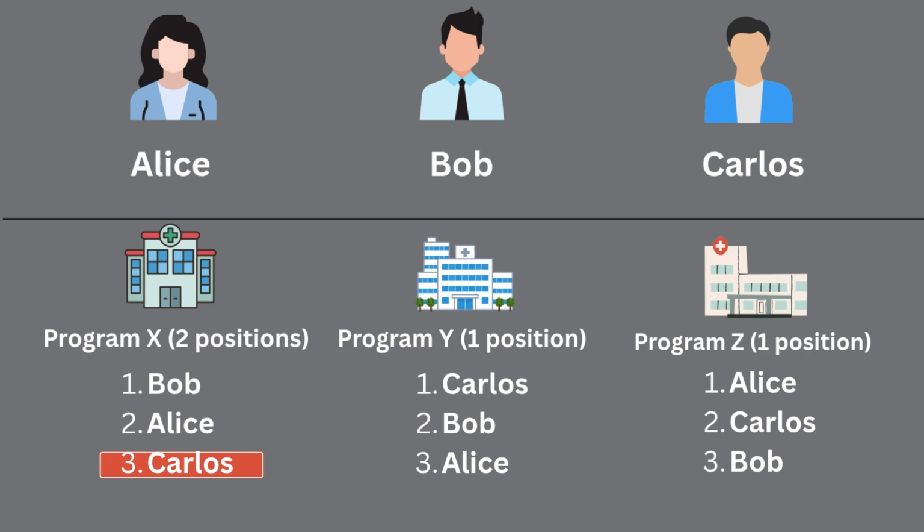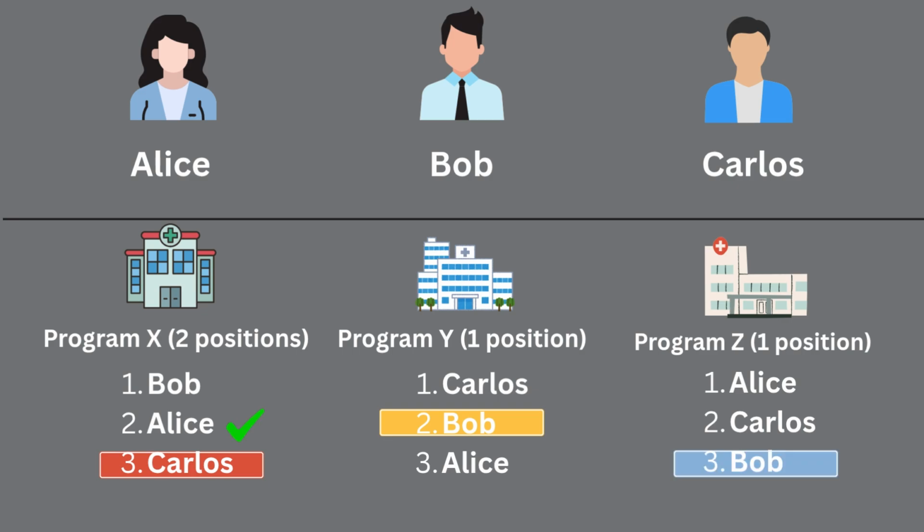Let's consider 3 applicants and 3 programs. Applicants: Alice, Bob, Carlos. Programs: Program X, 2 positions; Program Y, 1 position; Program Z, 1 position. Applicant rank lists: Alice, X greater than Y greater than Z; Bob, X greater than Z greater than Y; Carlos, Y greater than X greater than Z. Program rank lists: Program X, Bob greater than Alice greater than Carlos; Program Y, Carlos greater than Alice greater than Bob; Program Z, Alice greater than Carlos greater than Bob.